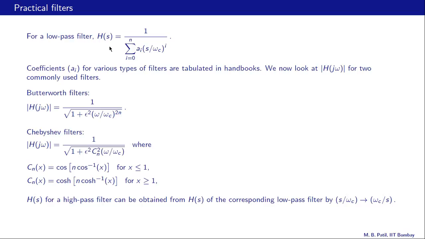Now this is the low pass filter. We can make up the H of s for a high pass filter simply by using this transformation. So s over omega c should be replaced by omega c over s in this expression, and we get a high pass filter with the same cutoff frequency. Now these actual polynomials we are not discussing here because they can be found in handbooks.